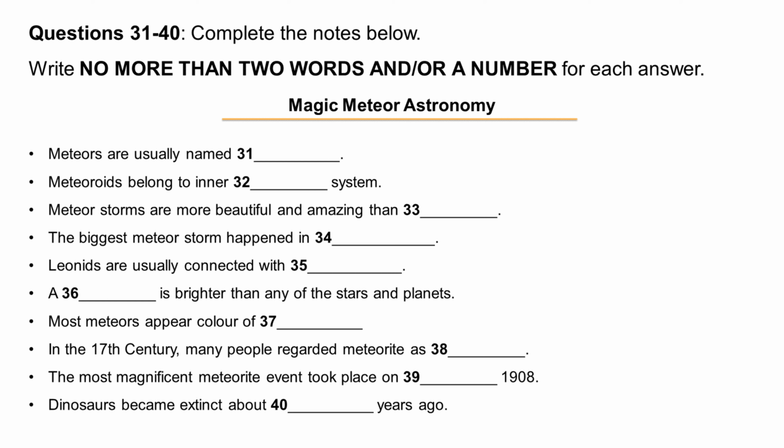Concentrations of material within the swarms may produce better than average displays in some years, with rates of hundreds per hour, and we're treated to a truly amazing display in which thousands of visible meteors can be seen for a brief period. The phenomenon is called a meteor storm, which is more magnificent than a meteor shower.